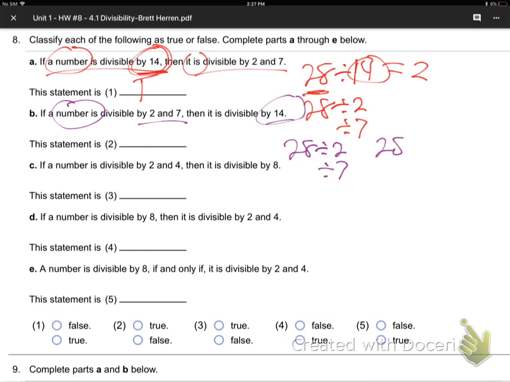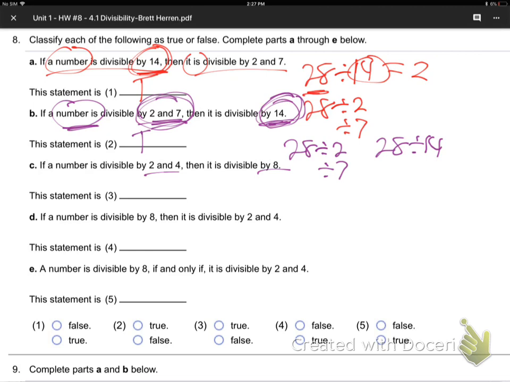Can it be divided by 14? Yeah, it can. So if 2 and 7 go into a number, then does 14? Yeah. Because 2 and 7 are 14, aren't they? How are we doing? Is this making sense? So in number theory, which is what we're into now, you want to think about numbers and what they're made out of. So 14 is made out of 2 times 7. So if something can be divided by 2 and 7, then it can be divided by 14, because that is 14. True. Next one. If a number is divisible by 2 and 4, is it divisible by 8?